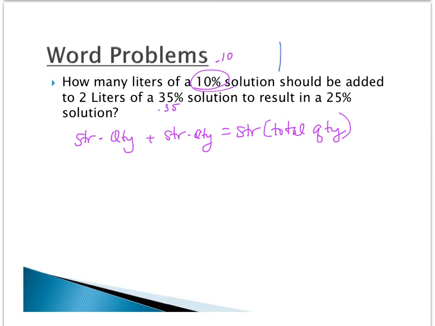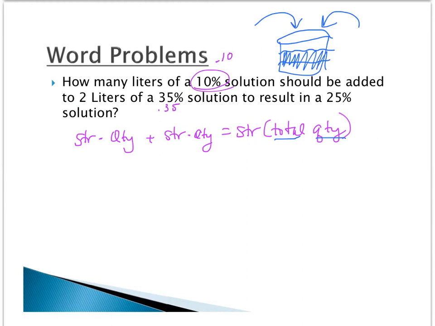The reason why we have to call this our total quantity is because let's say I have this bucket and I dump some liquid in here from a 10% and I dump liquid in from the 35%. When I have done, I have dumped in liquid twice, and the total volume that is in this bucket is equal to the total quantity of liters.